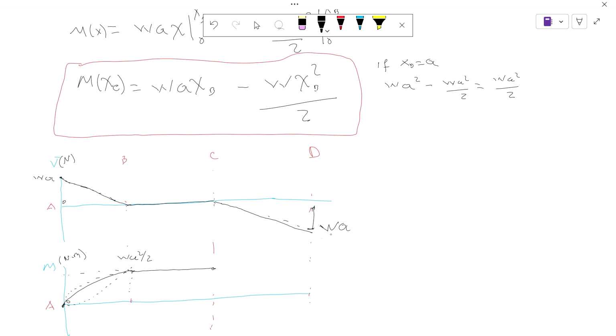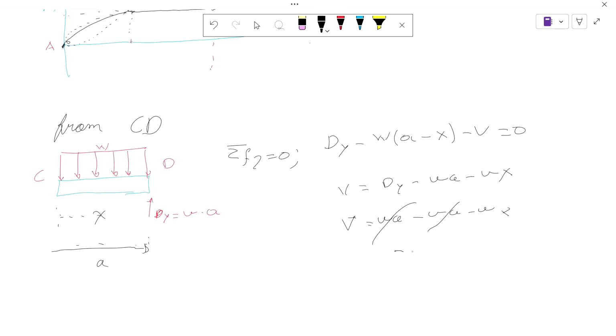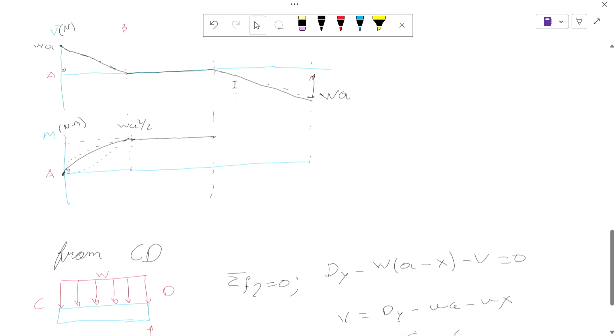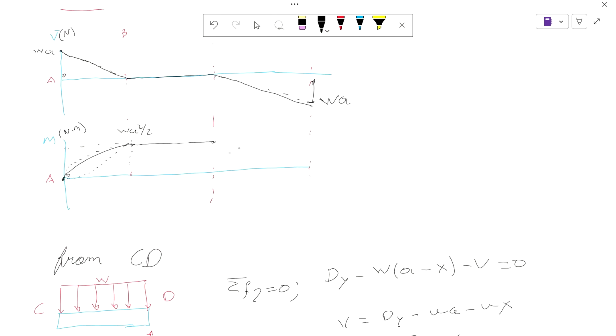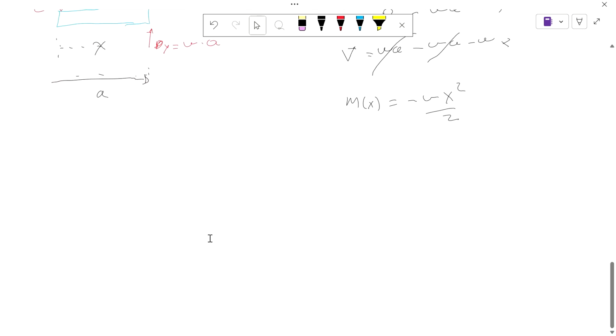All right. So in this case, this is negative. So the moment is going to be the integral of this, which is negative WX squared over 2. In that case, this is symmetrical, but we have that graph. At this point we should have known that we just need to close the graph, but for completeness, we wanted to find the other point as well.